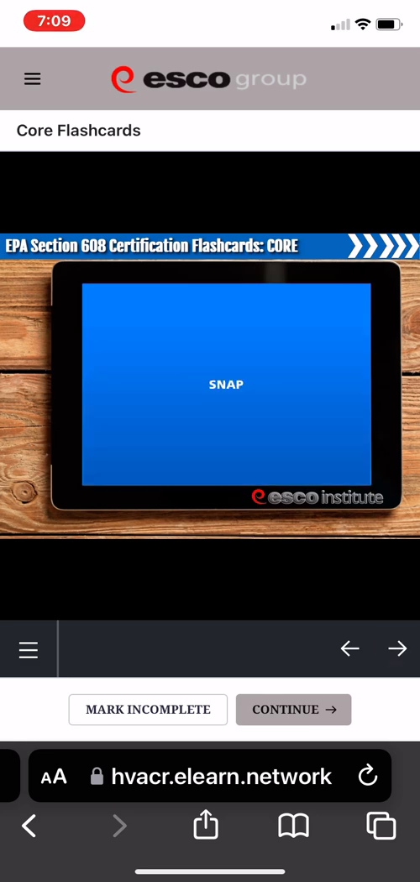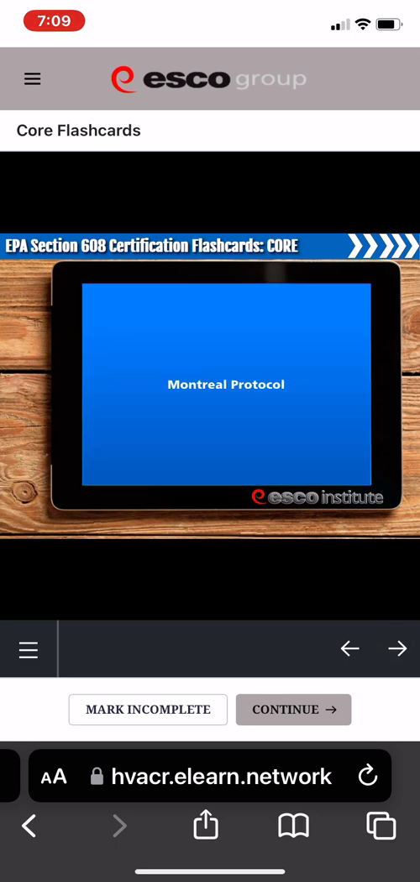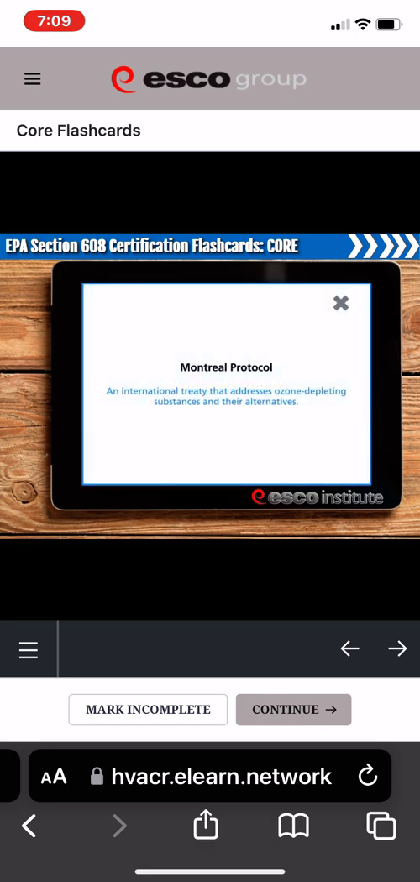SNAP. SNAP stands for the Significant New Alternatives Policy Program. This is EPA's program that identifies refrigerants with lower overall risks to human health and the environment. Montreal Protocol. An international treaty that addresses ozone-depleting substances and their alternatives.